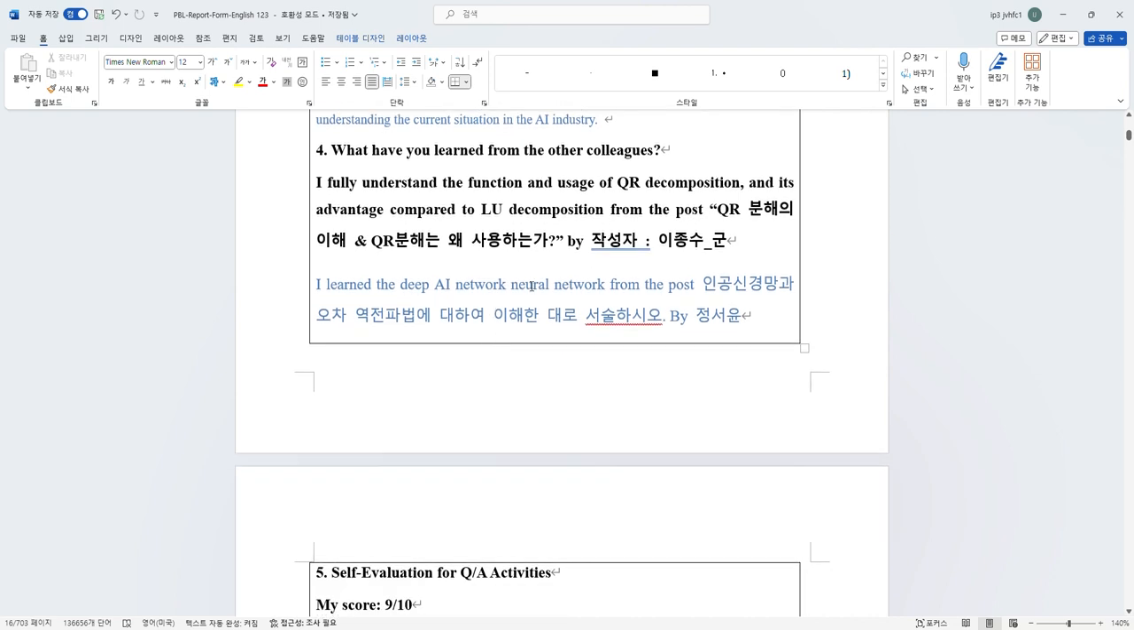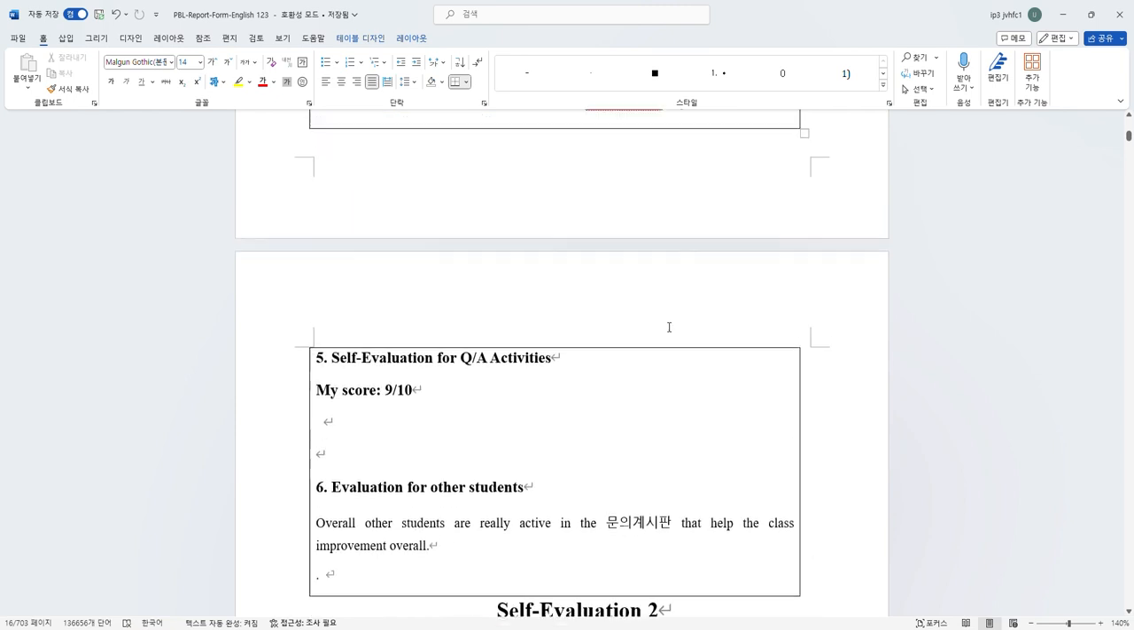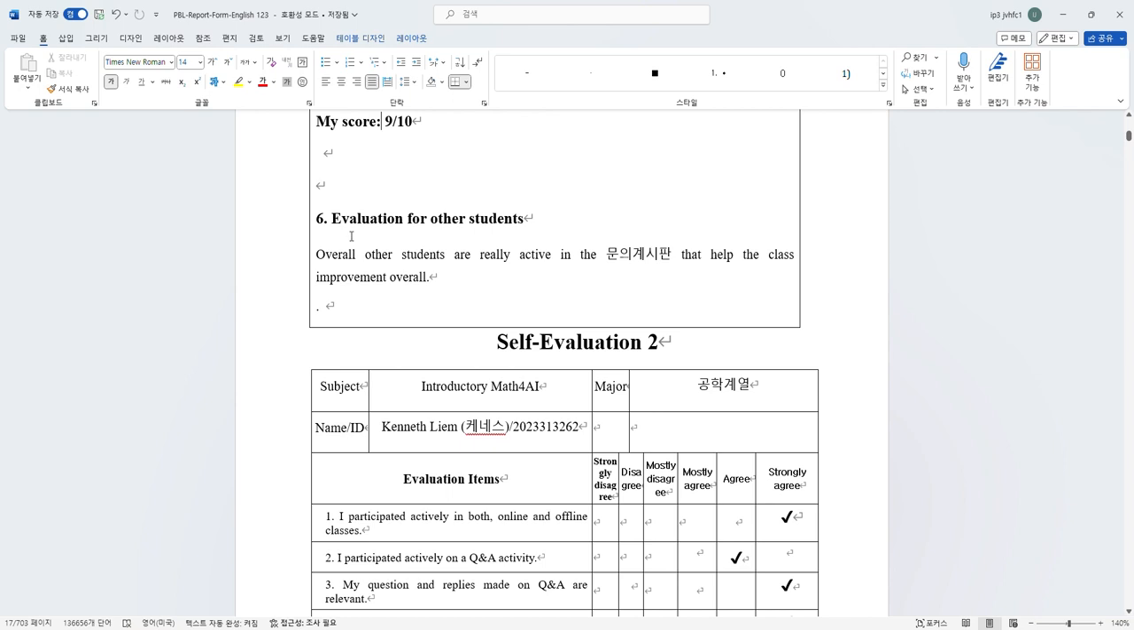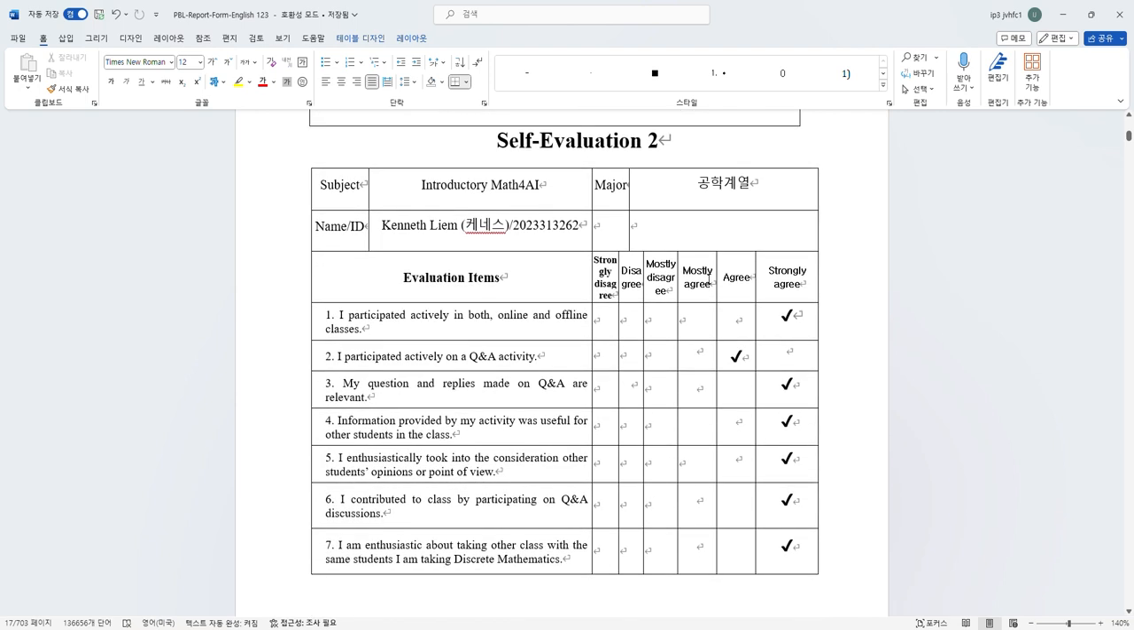In the second half of the semester, I learned the deep AI neural network from a post about artificial neural networks and error backpropagation, by 정서윤님. And I'll give myself a 9 out of 10 score for my self-evaluation for Q&A activities. And overall, the other students are really active in the offline board, and that helps the class improve overall.